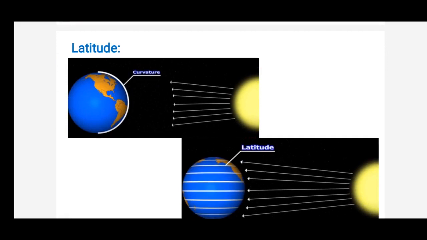If you take up the first factor, children, latitude, the earth is spherical in shape. As we all know, the earth is spherical. Due to its curvature, the amount of solar energy received varies according to latitude. So the equator receives vertical rays of the sun, but gradually if you move towards the poles, the rays become slanting or tilting. So the air temperature decreases from the equator towards the poles.